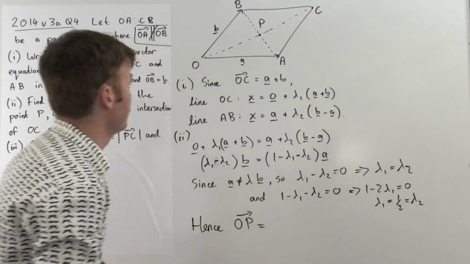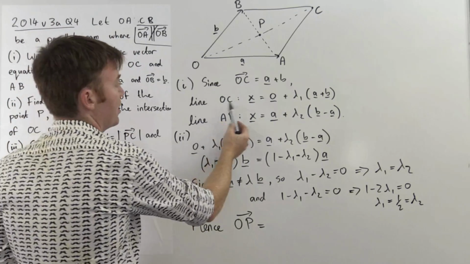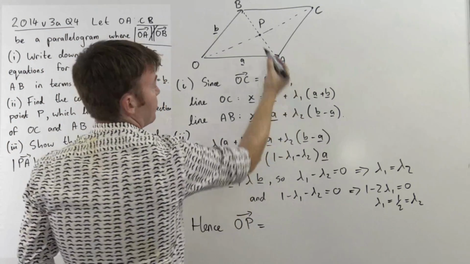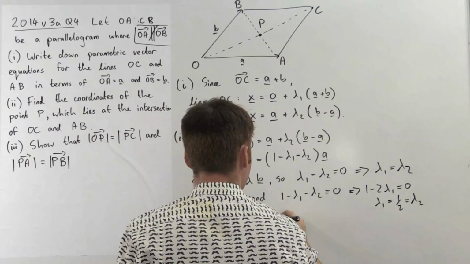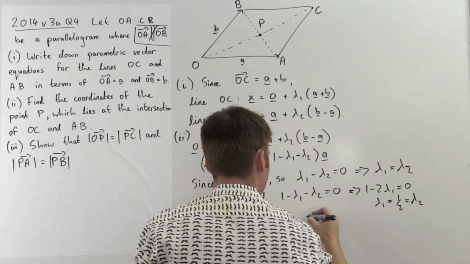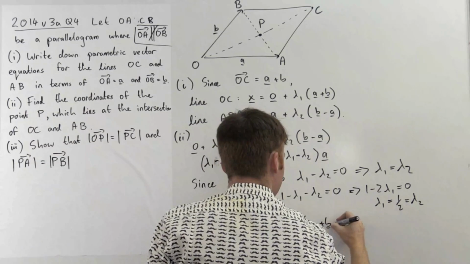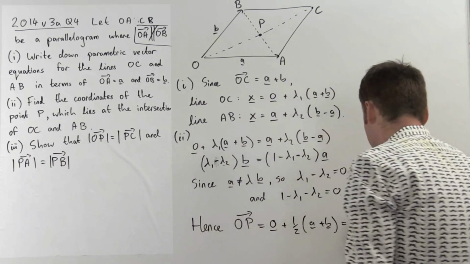Well, so how do I get to P? I can just traverse my line OC, and I substitute in lambda 1. Lambda 1 is equal to half. OP is equal to the 0 vector plus 1/2 (A plus B), which is, well, just half (A plus B).